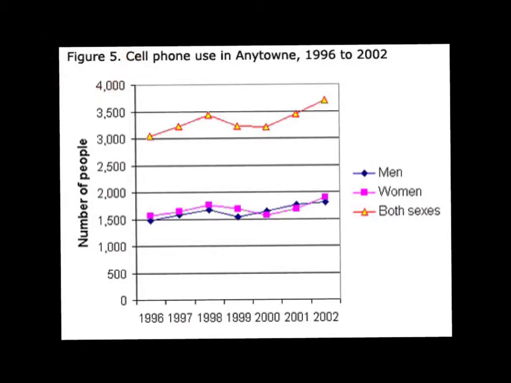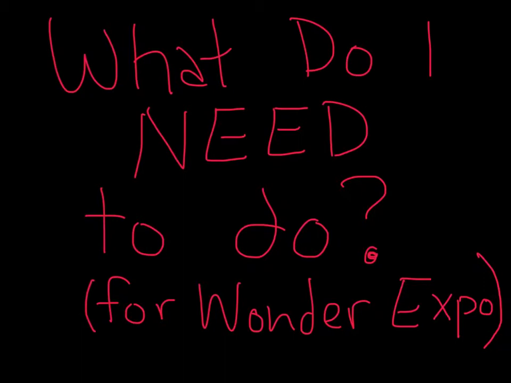figures in your graphs. We know you're dying to know, what do I need to do for the Wonder Expo? Let us tell you exactly what you need to do. For the math component, students are required to submit a graph or chart of their data which fulfills the requirements of the rubric, which is coming up next, and the raw data in a table format.